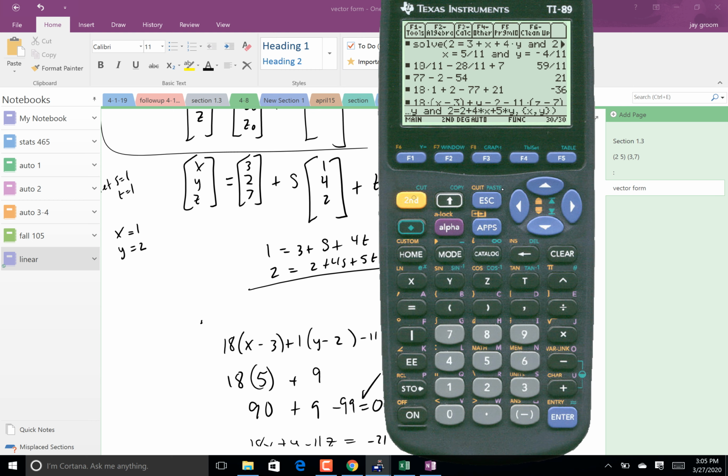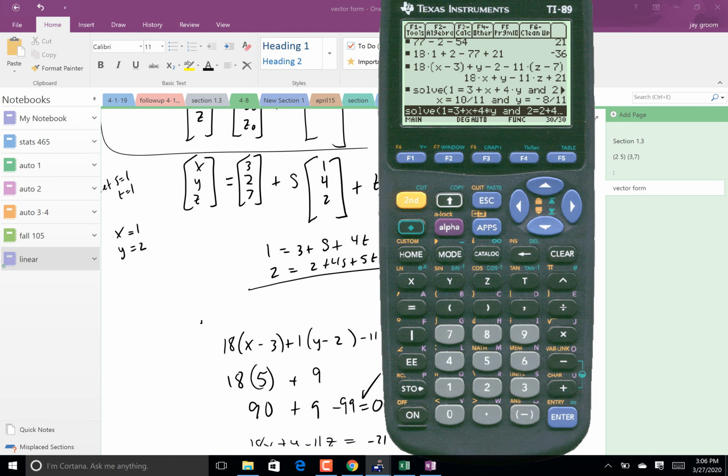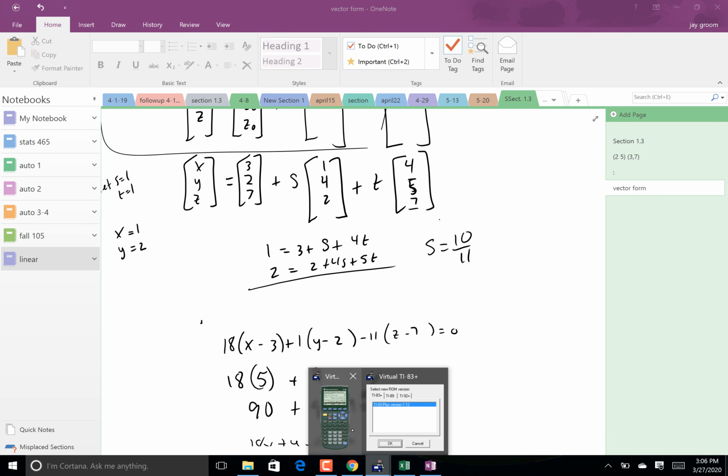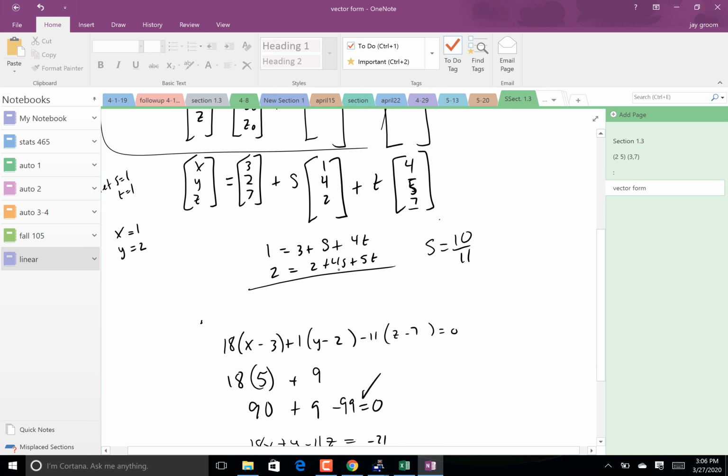There you go. Now come back to the front and make x equal to 1. How about that? Oh, hey, there you go. So this is my x, that's my s. So s is 10 11ths. And my t is negative 8 11ths.